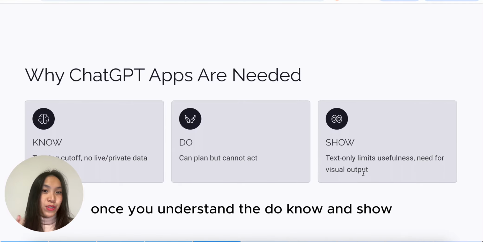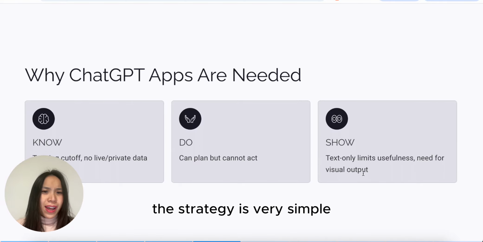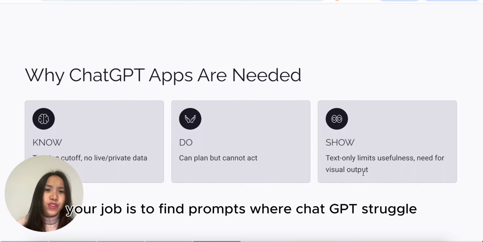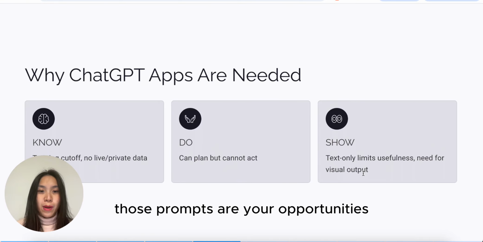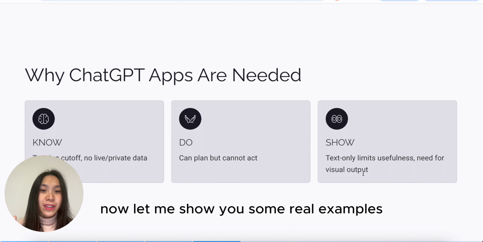Once you understand know, do, and show, the strategy is very simple. Your job is to find prompts where ChatGPT struggles in one of these three categories. Those prompts are your opportunities. Now, let me show you some real examples.